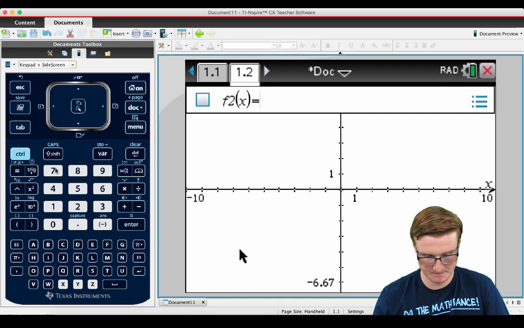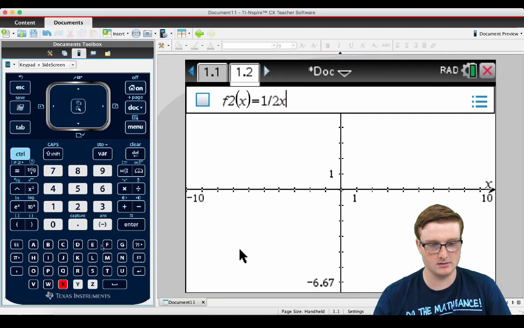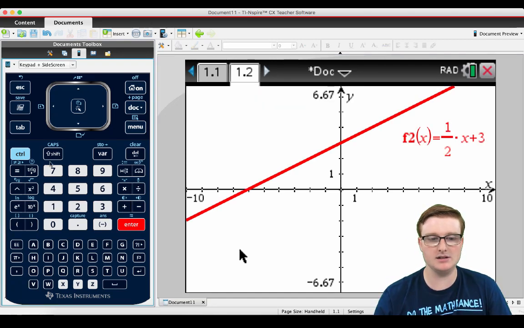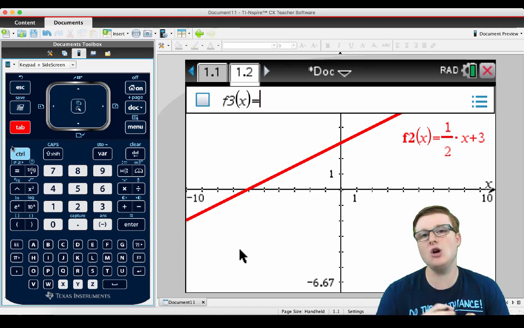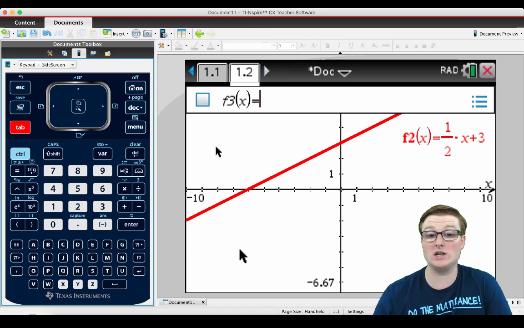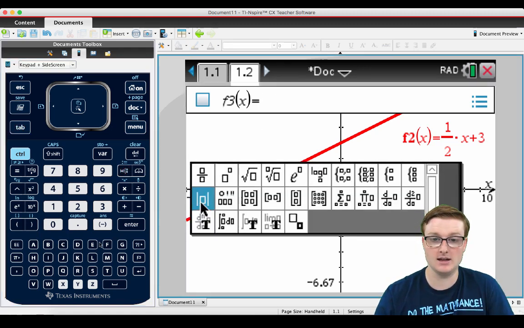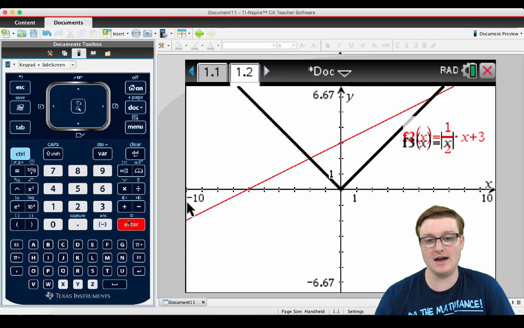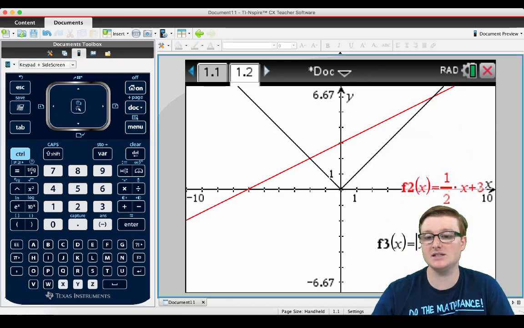I'm going to type in 1/2 x plus 3. Now, the reason why I'm telling you to type it in is you don't know how to solve absolute value functions by hand, so we do have to go ahead and graph it, okay? Because I assume that you don't know how to solve absolute value functions by hand, but this is quite simple.